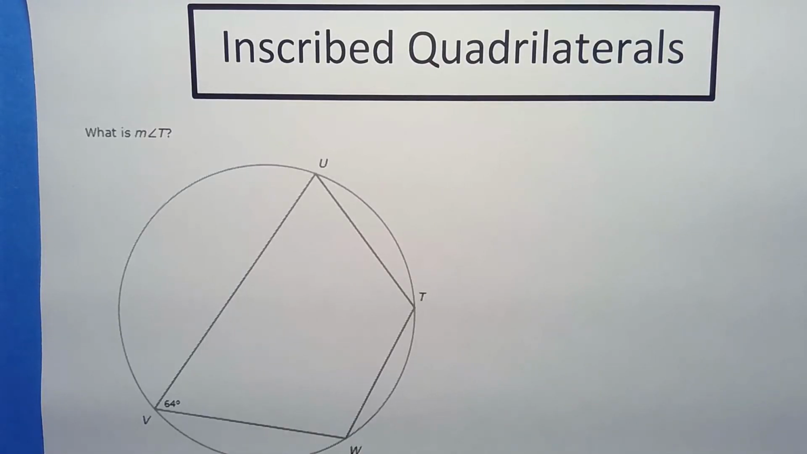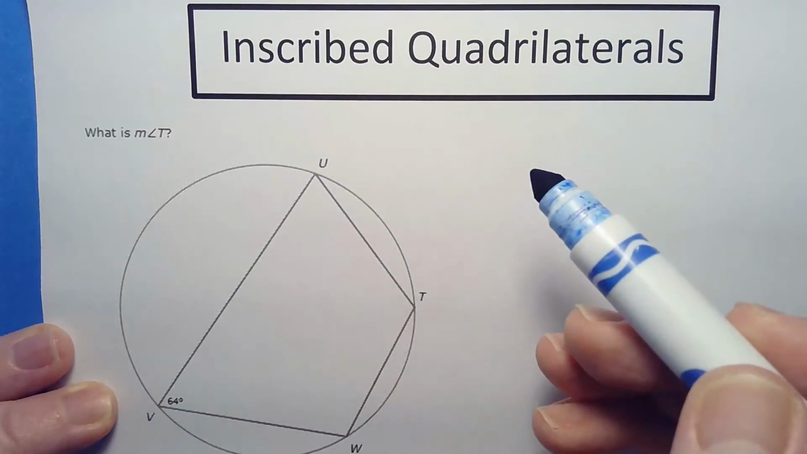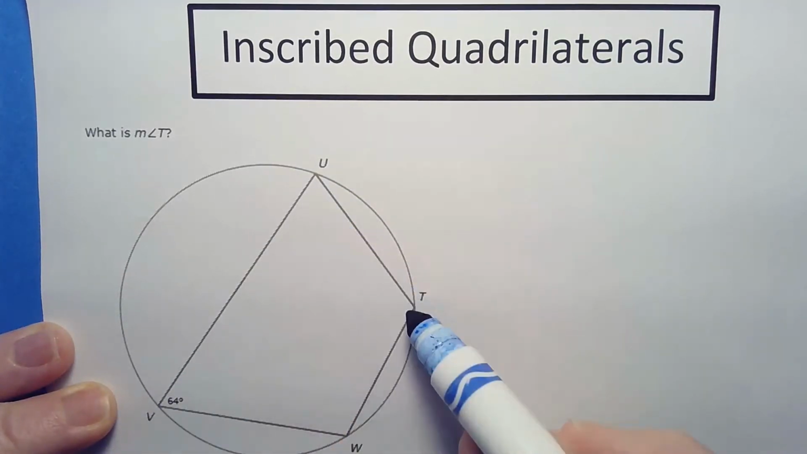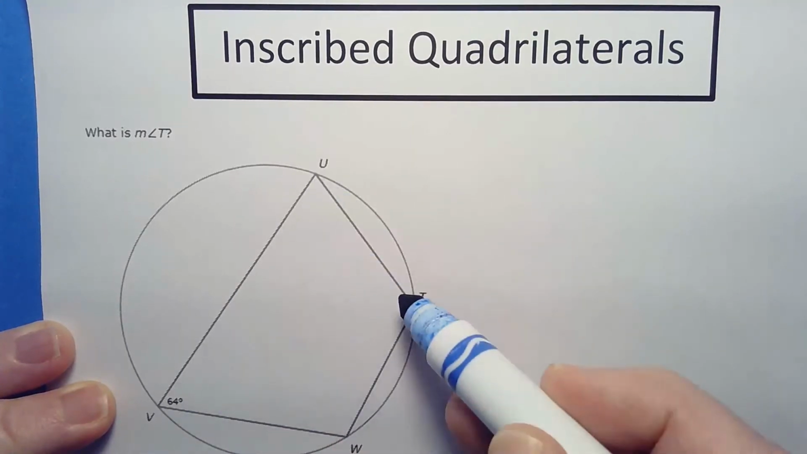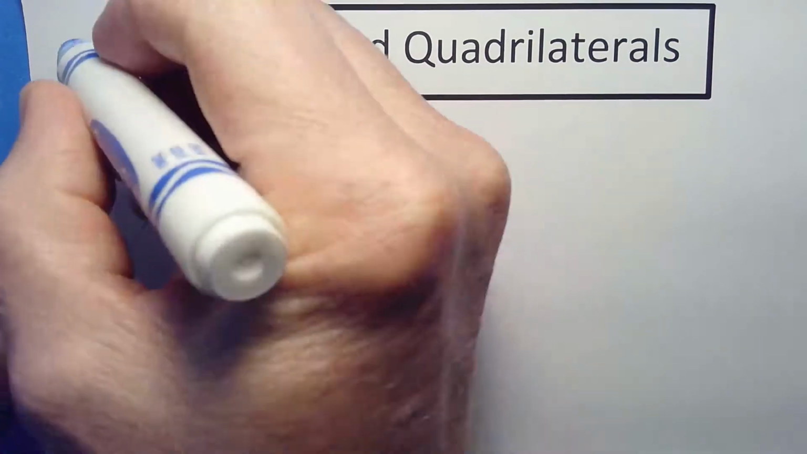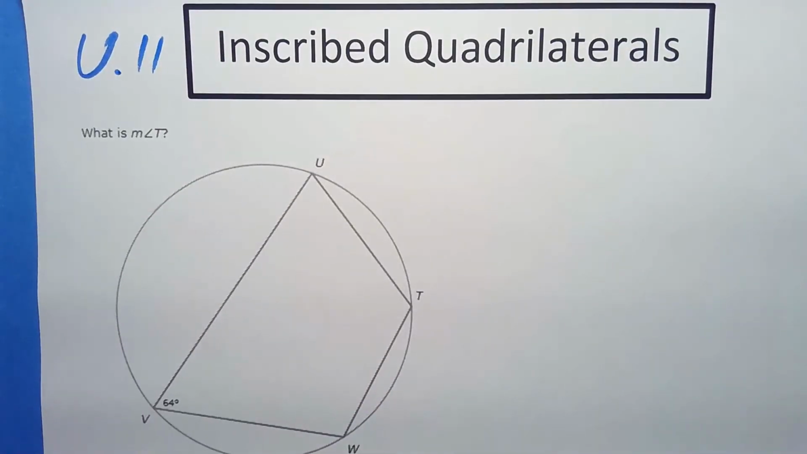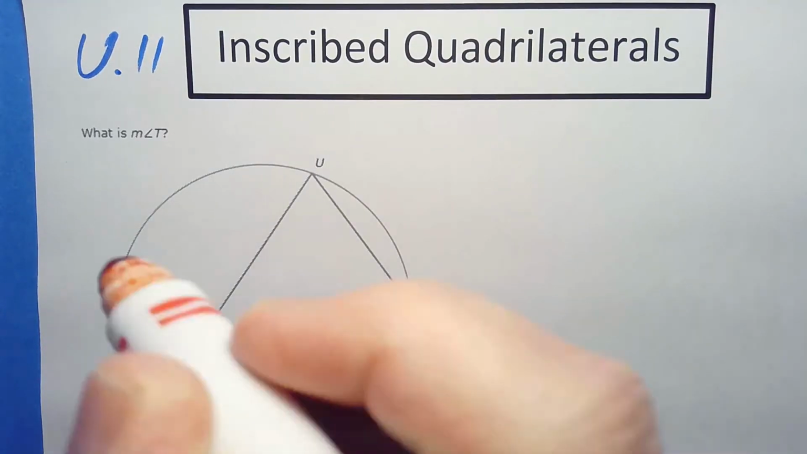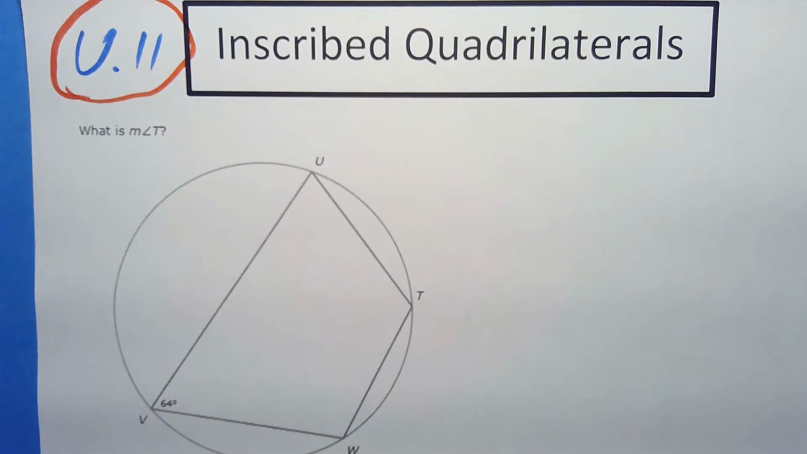Today's video is going to be about inscribed quadrilaterals, things that look like this, where you've got a quadrilateral inside of a circle. Notice that all the vertices are touching the circle. In particular, this is going to help you with IXL skill U.11. So go ahead, and you might want to bounce back and forth today. You maybe do some IXL, jump back to the video.